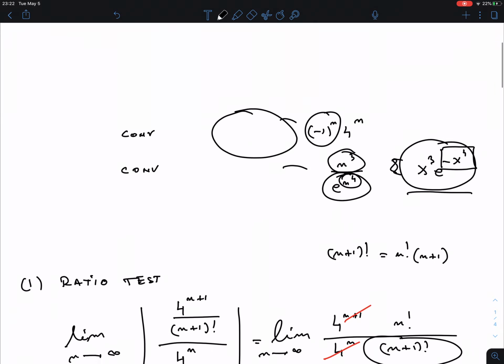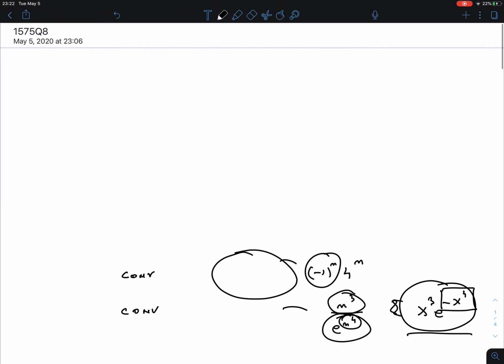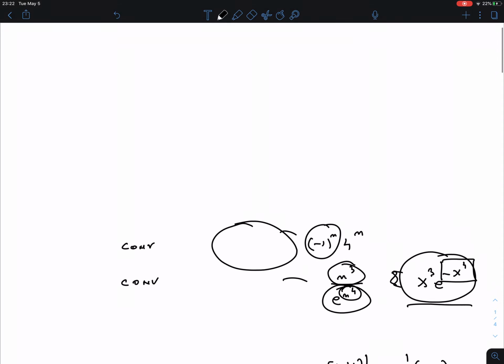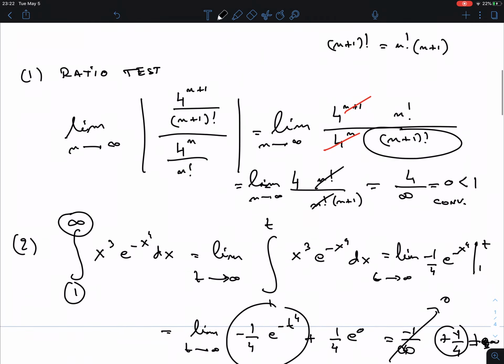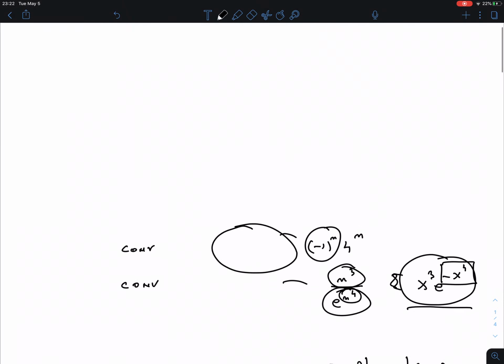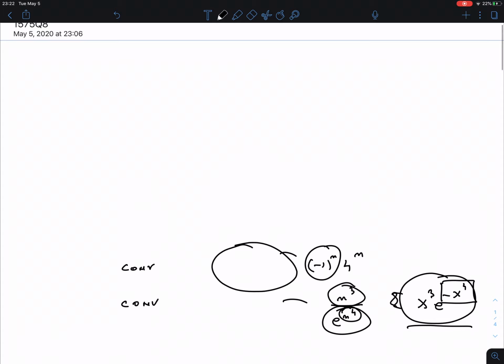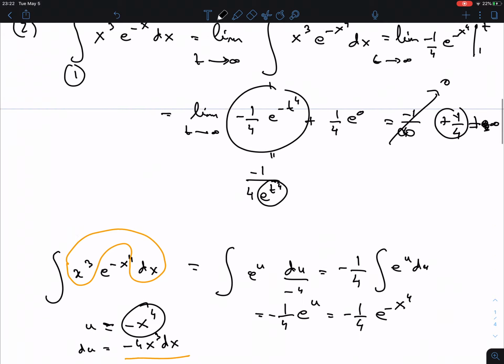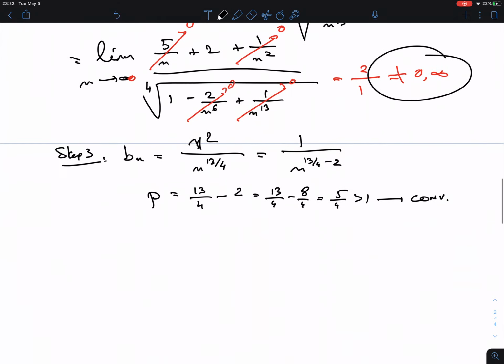Where did it go? Hey, I lost mine. That's weird. I must have accidentally done something and then it erased it. That's no big deal. I'll copy the last one.